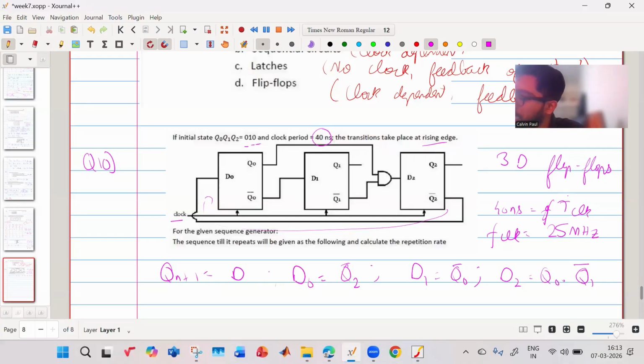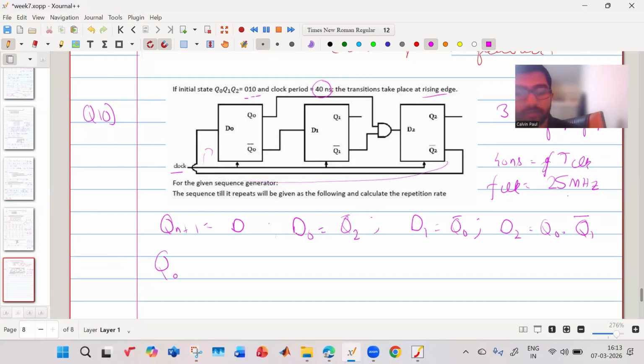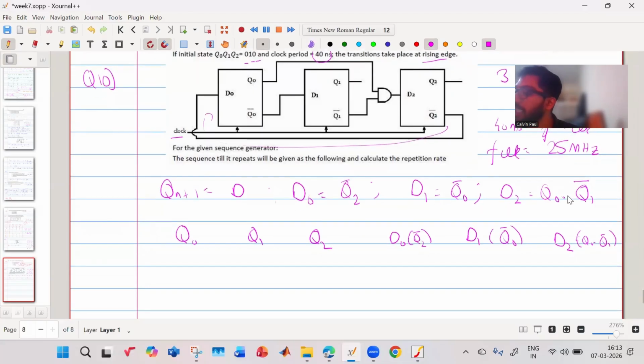Let us try to know what is happening and how we proceed. We have Q0, Q1, Q2. D0 is Q2 bar, D1 is Q0 bar, and D2 is Q0 and Q1 bar. Initially, we have been told that Q0, Q1, Q2 is 0, 1, 0. So D0 in that case would be 1, D1 would also be 1, and D2 would be Q0 and Q1 bar, so it is 0.